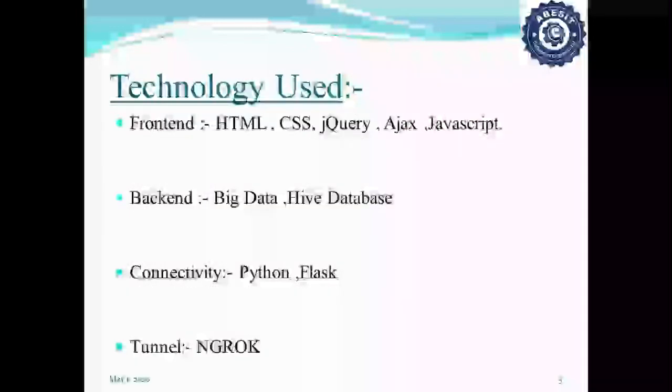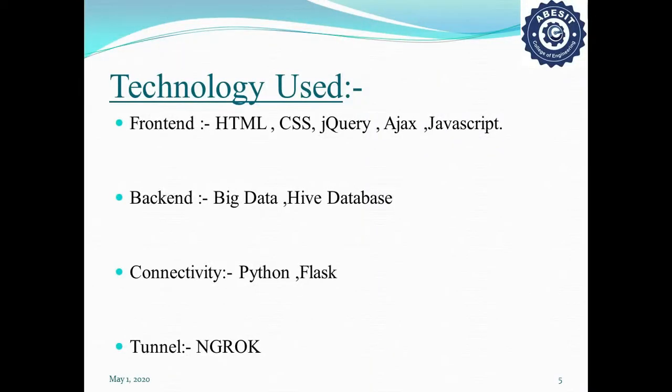Technology used for this smart web portal: for Frontend, HTML, CSS, jQuery, Ajax, JavaScript, which are used to make the main portal for the user and the NGO. Second, Backend. Backend consists of big data and Hive database. We are using big data because a large amount of data is required to be fetched, and Hive database is used because it is a tool of big data where we can put queries so that the data can be fetched whenever it is required.